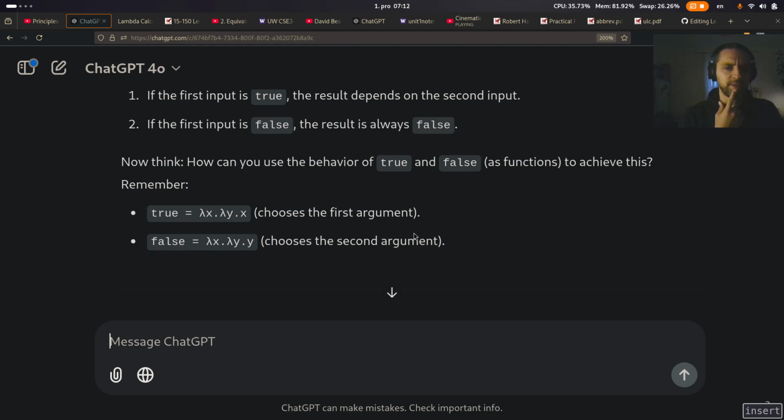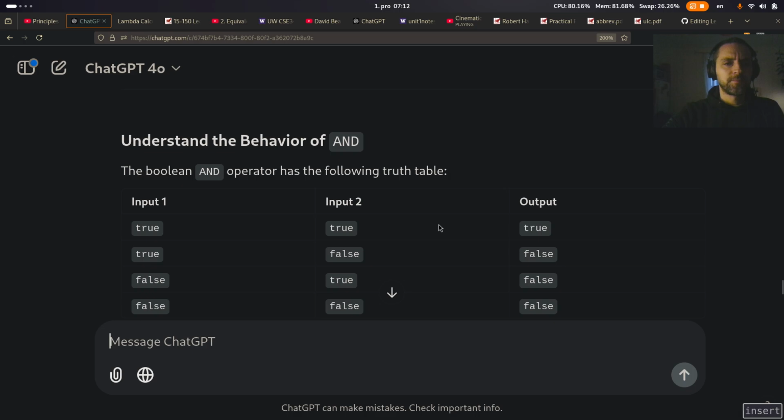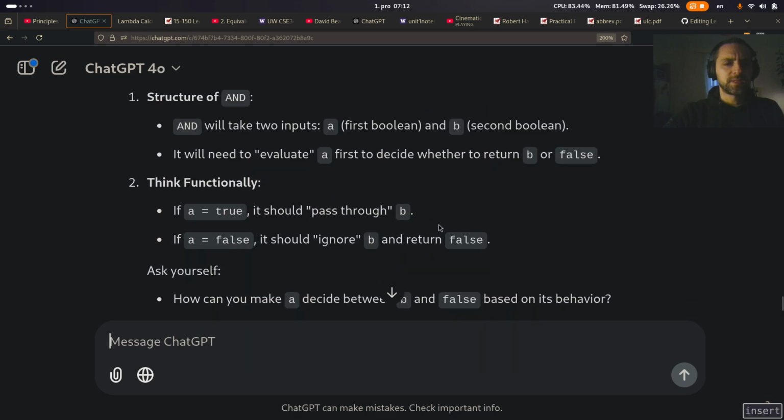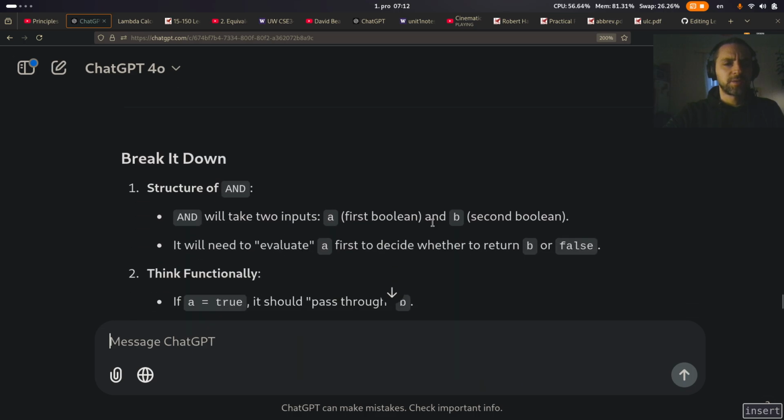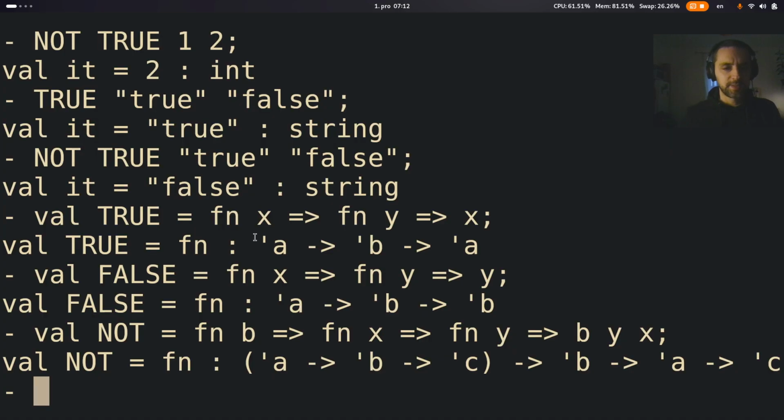Gosh, I have no idea, this seems like a mountain now. I would have to go through this and break it down. So AND will take two inputs. Yes, AND takes two inputs. So val AND equals fn x. But wait a second. Does it take fn x? Or, since NOT took b, will AND take a and b?